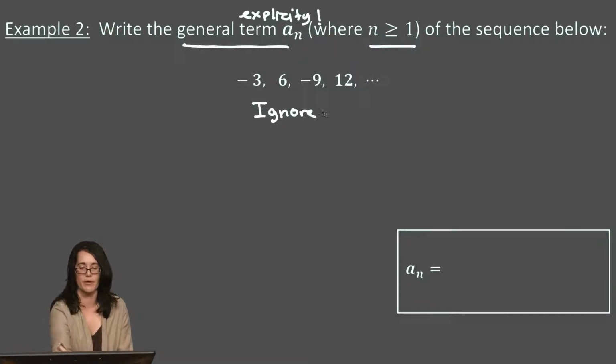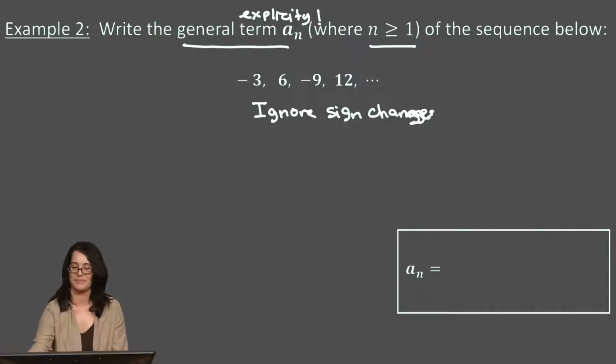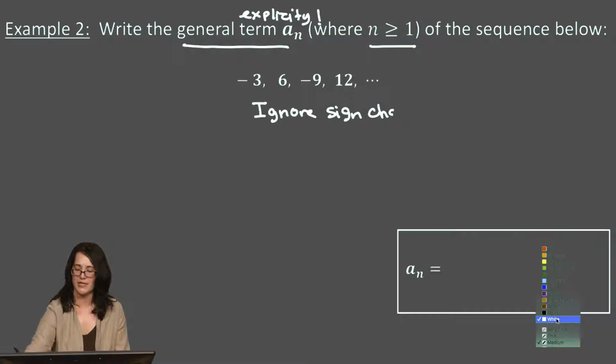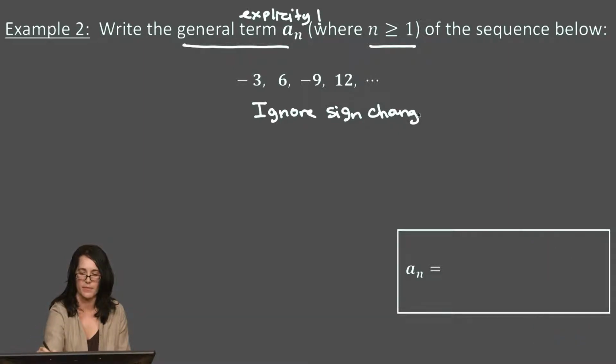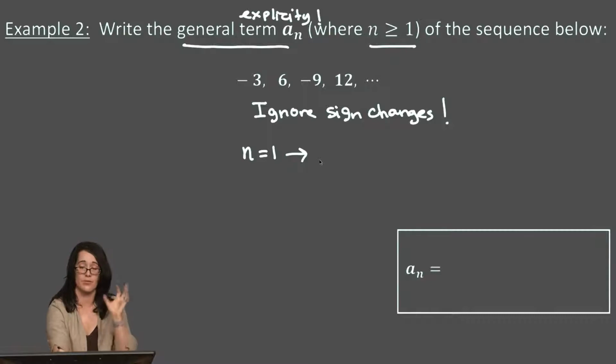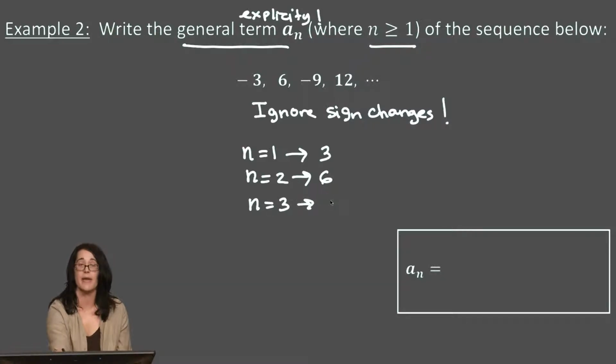So if I ignore the sign changes for a moment, how would I figure out what's going on here? Let me get my eraser so you can see that better. Ignoring your sign changes, how would I figure out what's going on here? Well, what I would do is I would look at my term number. So I noticed that when n equals 1, the positive one without the sign would be 3. When n equals 2, I would have 6. When n equals 3, I have 9 as my term. And when my term number is the fourth term, n equals 4, I have the term 12.